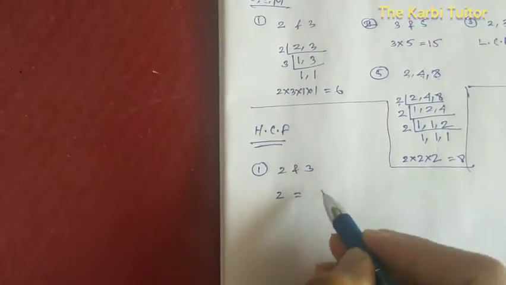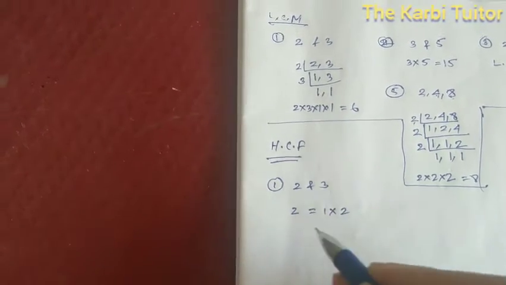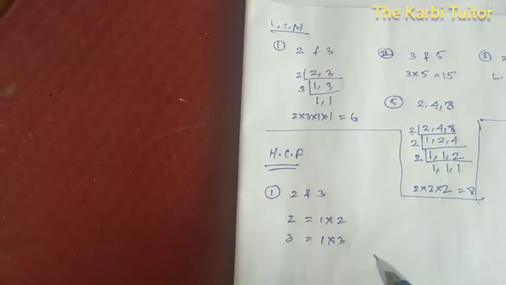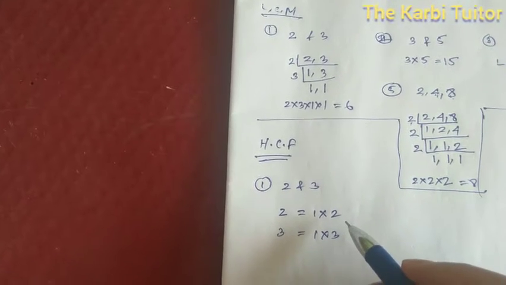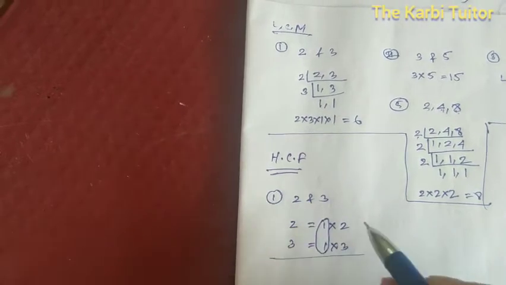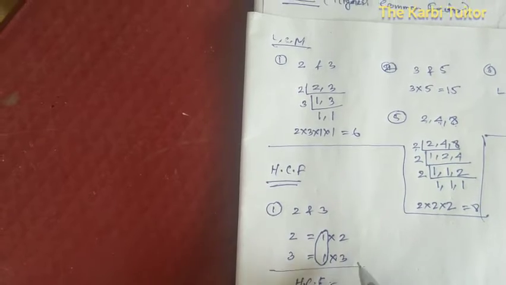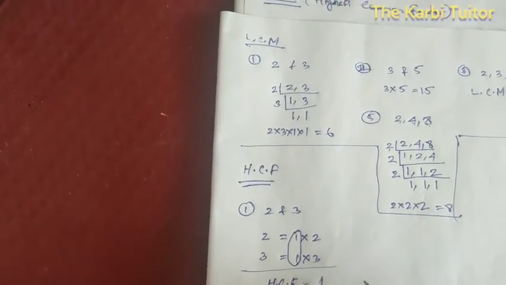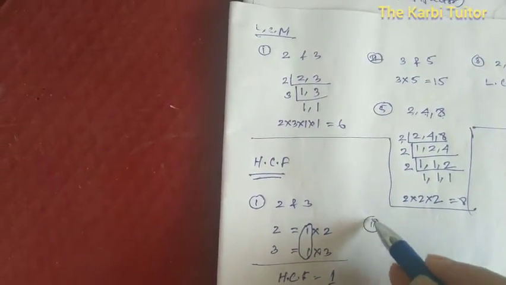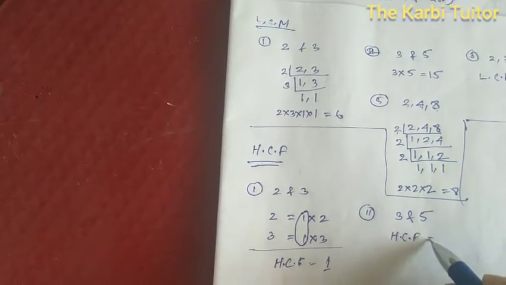Factors of 2: we can write 1 into 2, and 3 as 1 into 3. So here the common factor is 1. So HCF is 1. That means for prime numbers HCF is 1. Same thing for the next question, 3 and 5. Here HCF is 1.